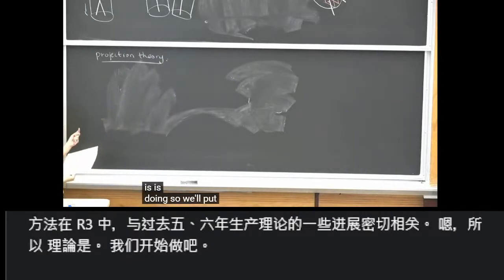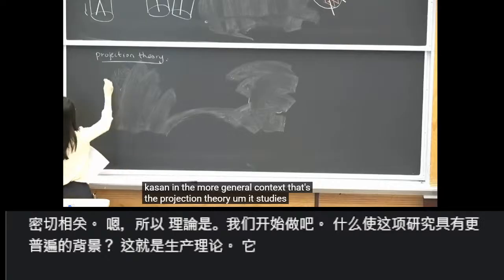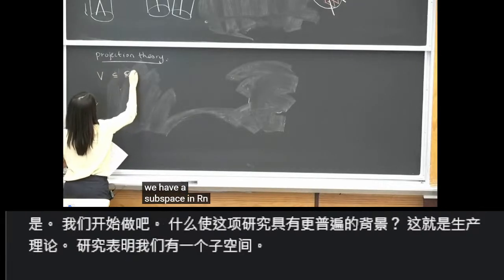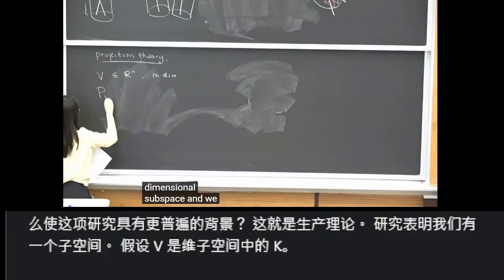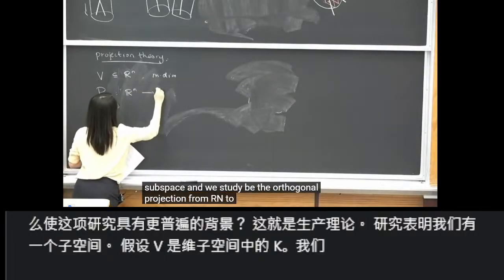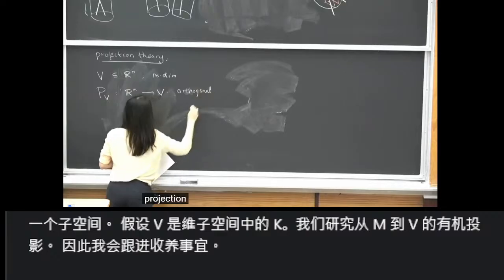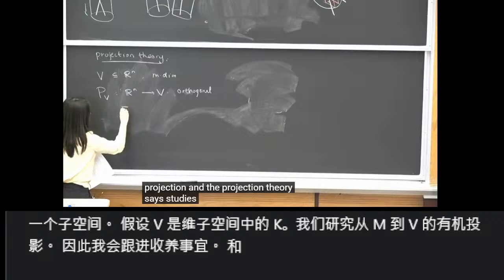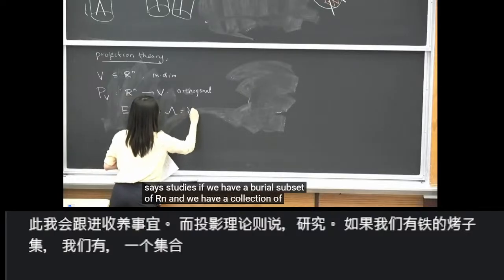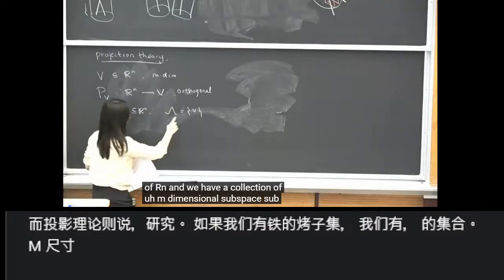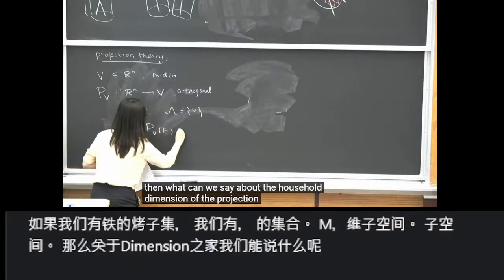So we'll put the study of the Kakeya set in a more general context. That's the projection theory. It studies, say, we have a subspace in Rn. Let's say V is an m-dimensional subspace, and we study the orthogonal projection from Rn to V. The projection theory studies, if we have a Borel subset of Rn and a collection of m-dimensional subspaces, then what can we say about the Hausdorff dimension of the projection image?